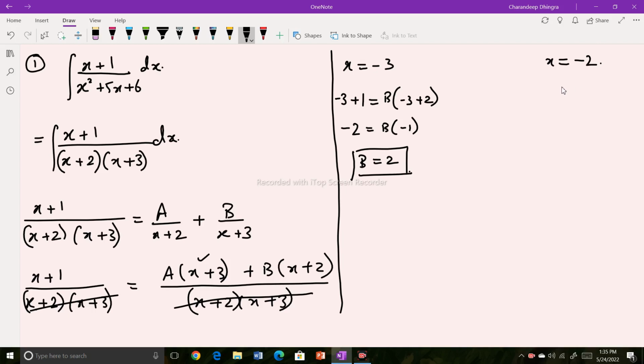Now put x is equal to minus 2. So we have minus 2 plus 1 is equal to a times minus 2 plus 3. B gets nullified. So what you get is minus 1 equal to a. So a is minus 1. We got the value of a and b.